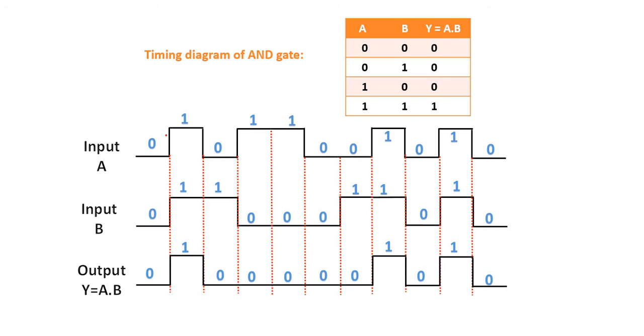You can see that input A is 0 here, and input B is also 0 here, and the output is 0. From the table you can see if both A and B are 0, then the output will be 0. Likewise, if A is high here, 1, and B is also 1, then this output is also 1. From the truth table you can see that when both the inputs are high, the output is also high. Likewise, if A is 0 and B is 1, the output is 0. Similarly, in the remaining points, by focusing on the truth table of the AND gate, we will be able to draw the output of the AND gate.